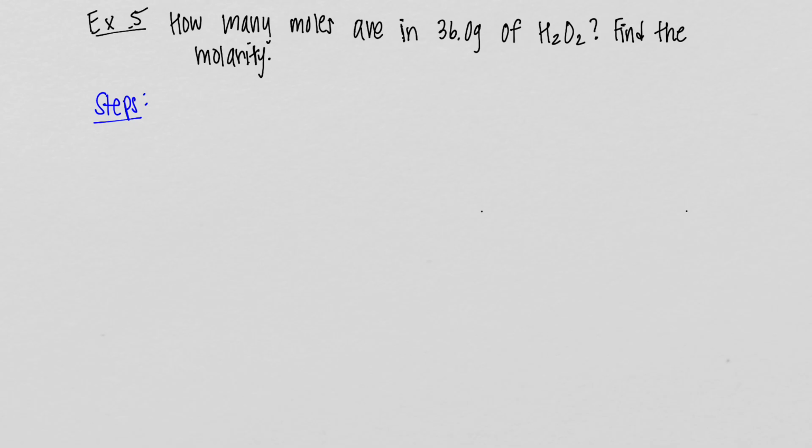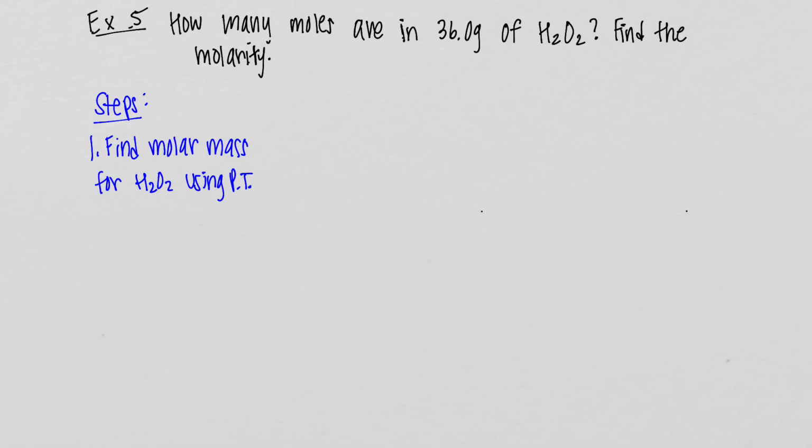So what are you going to have to do? You're going to have to find the molar mass of H2O2 because we're going to have to convert from grams to moles. So you're going to have to find the molar mass for H2O2 using your periodic table. So using the atomic masses from the periodic table, you're going to be converting those 36 grams to moles of H2O2. But first, let's find the molar mass.